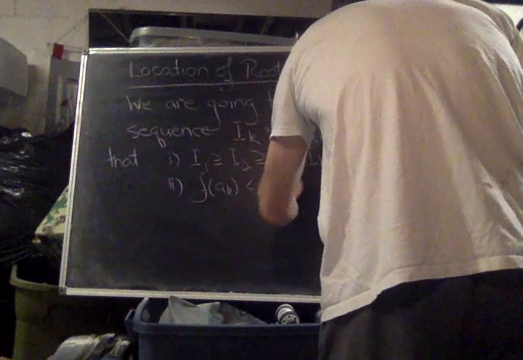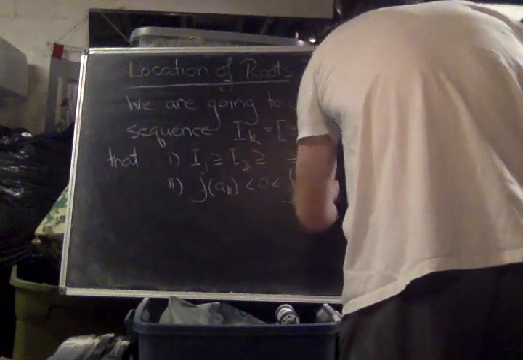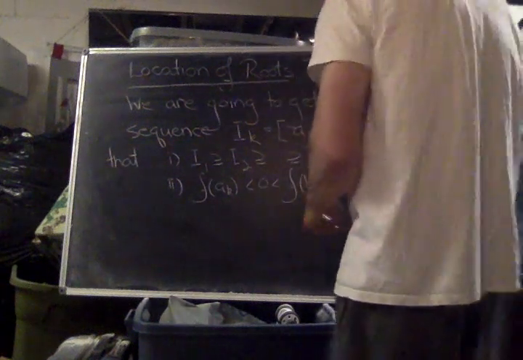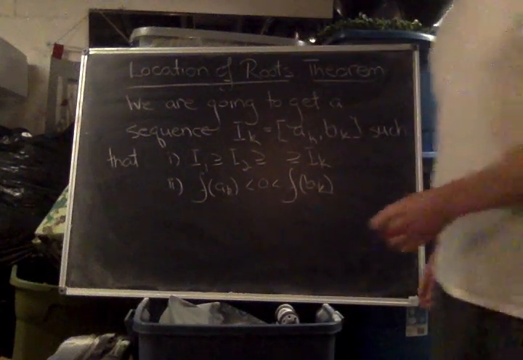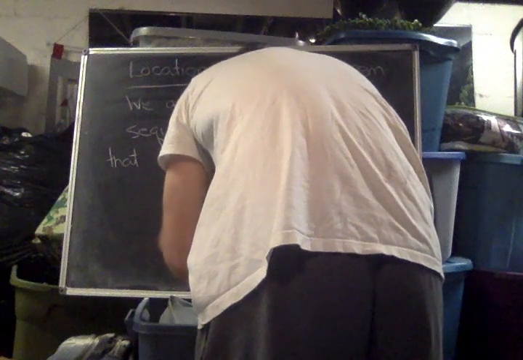Property number 2 is that for each of them, f at the, I guess, left-hand endpoint, f at a sub k, is less than 0, is strictly less than f at b sub k. Okay? And finally, the lengths of these intervals are rapidly shrinking.